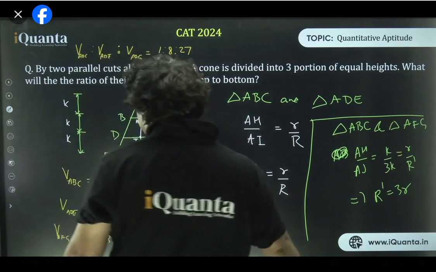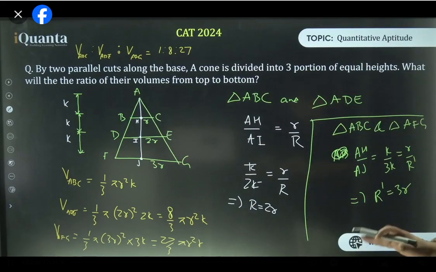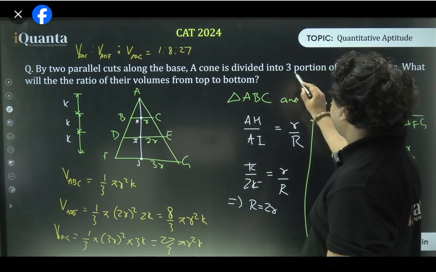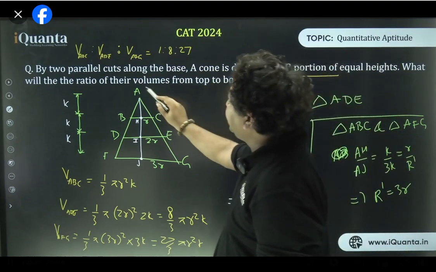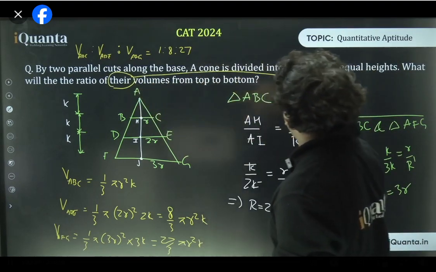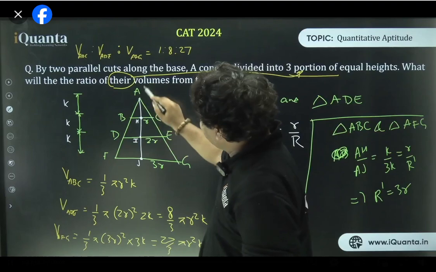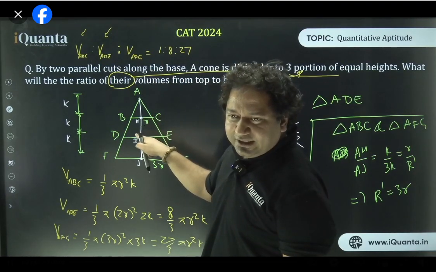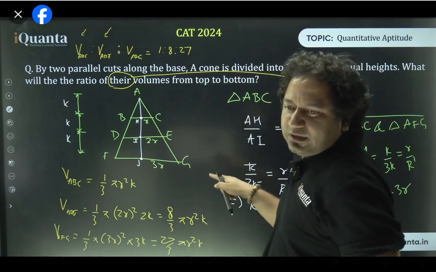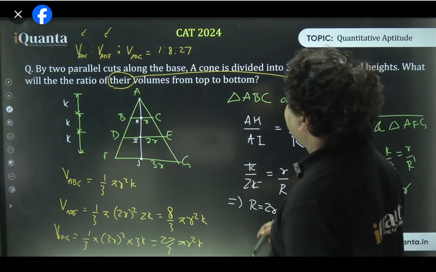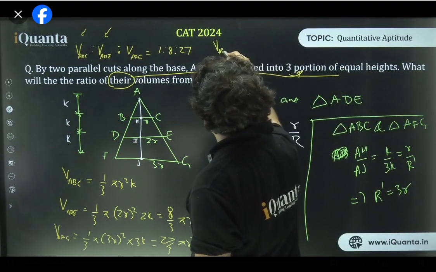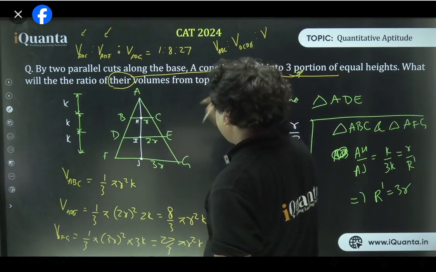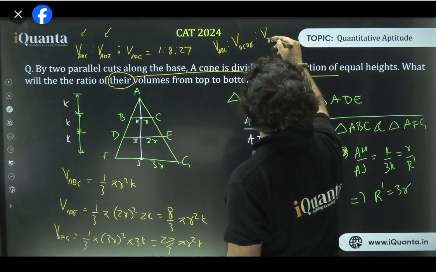Because the problem with CAT is that even if you know everything, you might mark it wrong. Why? Because if you read the question carefully, it says divided into 3 portions of equal heights. What will be the ratio of their volumes? This pronoun is for portions. So portion is not entire, this ABC is a portion, ADE is not a portion. The portion is BCDE. I hope you get that. Okay? Minus karna hai. Exactly. So we need to find the volume of ABC to that of BCDE to that of DEFG. Is that clear? तो वो हमें माइनस करना पड़ेगा.